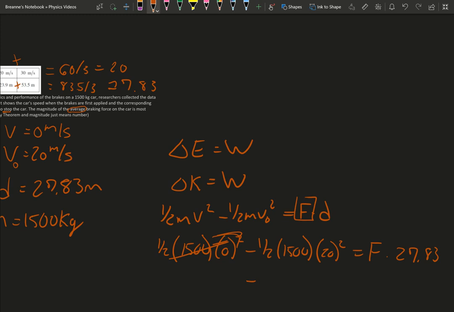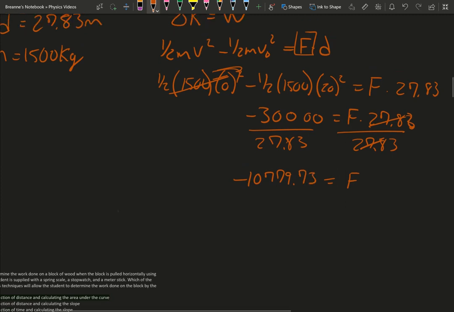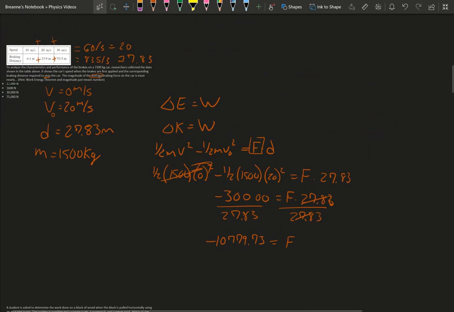And it would just be 1500 times 20 squared divided by 2. How many zeros? 1, 2, 3, 4, 5, equals force times 27.83. And you just divide. I think what caught a lot of people on this one is the average. They didn't take the average. And you get a negative 873. So you get a negative, but it didn't say to worry about the negative.